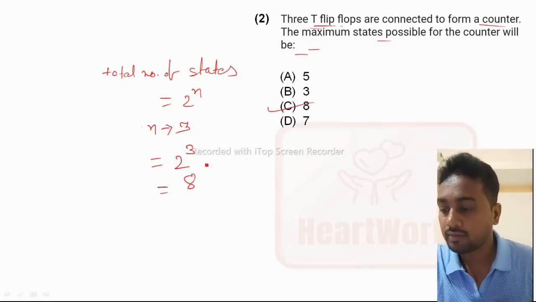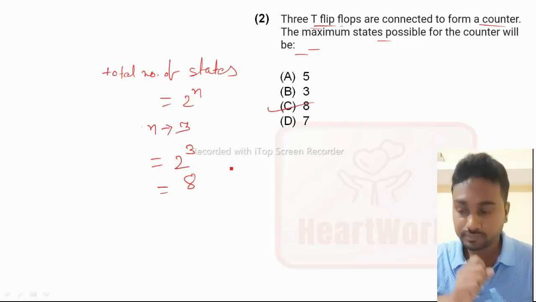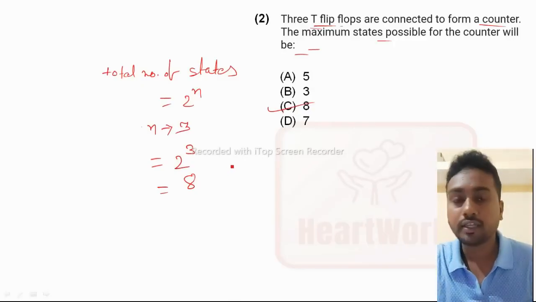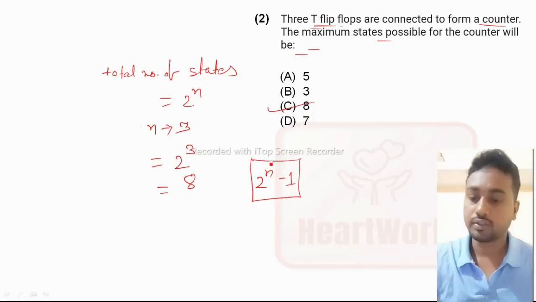Okay. Sometimes they may ask the largest number that can be stored in a counter. Sometimes the question will come for the largest number any counter can store. It is 2 to the power n minus 1. Remember this one also.